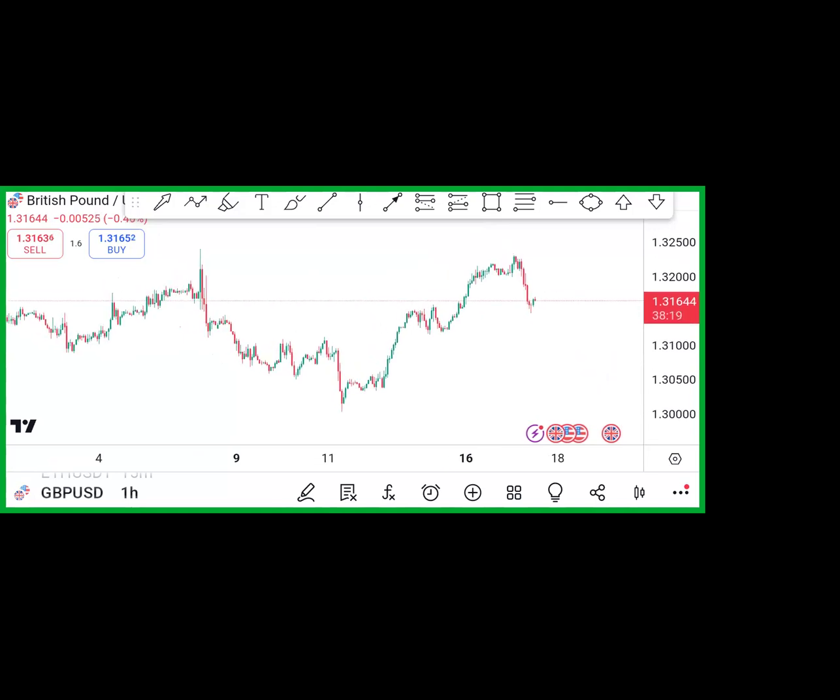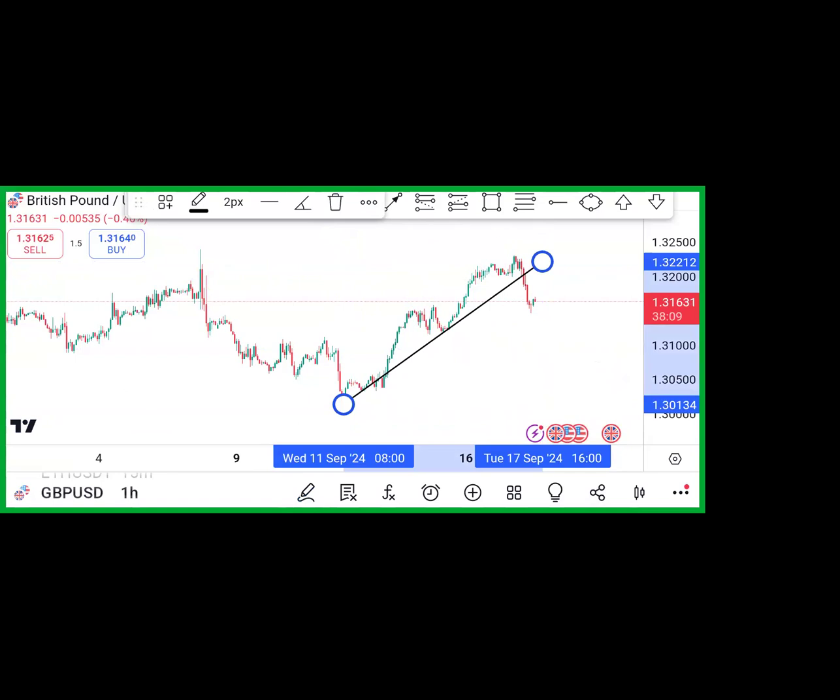Now, what did I say? I want to draw my trend line. Since I know that the market is bullish, remember what I do? I draw my trend line and I have at least 2 touches.